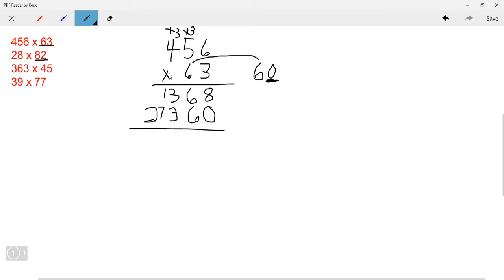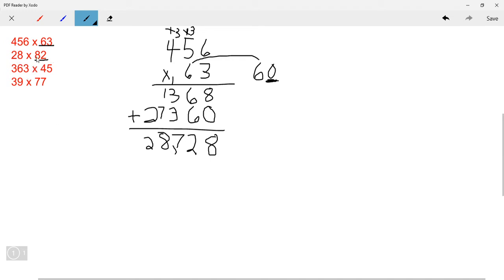Now we have, right here, we have 456 times 3, which is this, 1,368. And then we have 60 times 456, which is this number, 27,360. And now we just add these numbers up. Make sure, obviously, always that your place values are lined up properly. So this is 8 plus 0 is 8, 6 plus 6 is 12, 3 plus 3 is 6, plus 1 is 7, 1 plus 7 is 8, and 2 plus 0 is 2, and the answer is 28,728.